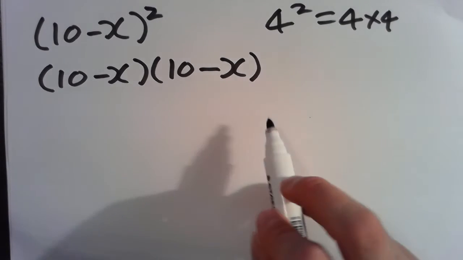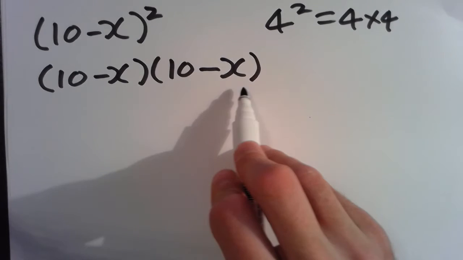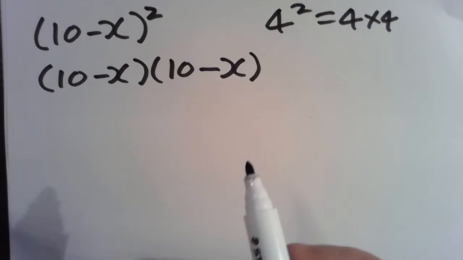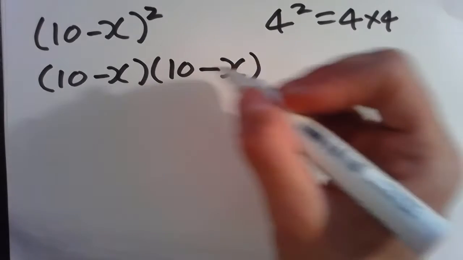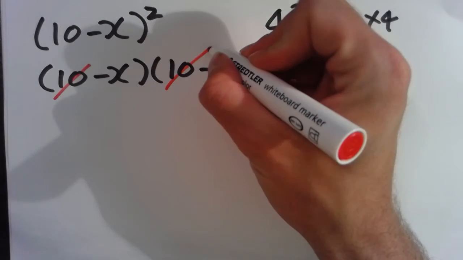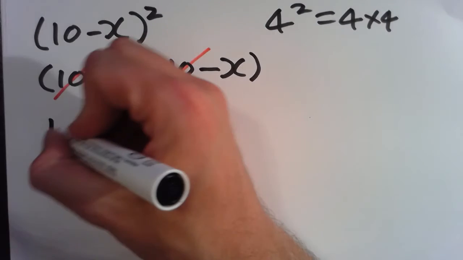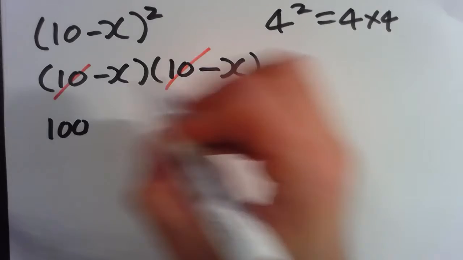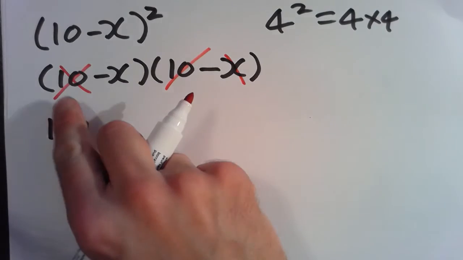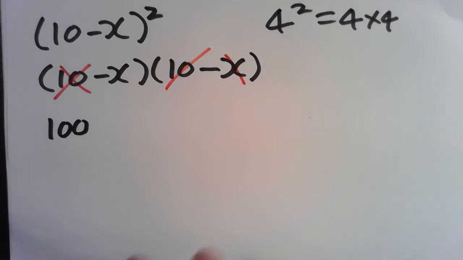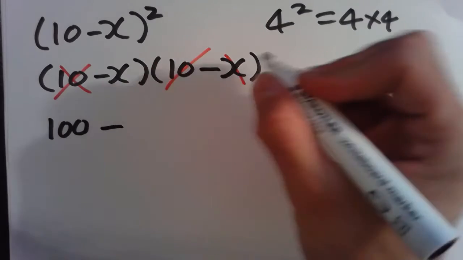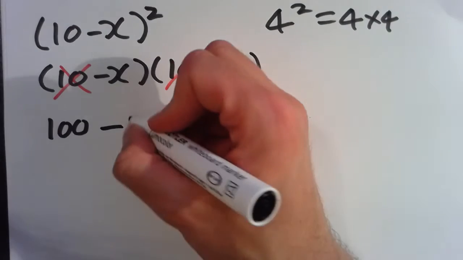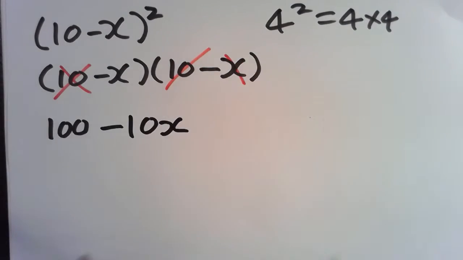Now, it doesn't matter that the x isn't coming at the start of these brackets. It doesn't make any difference at all. We can do exactly the same as what we have just done. So I'm going to start by doing 10 multiplied by 10, which is 100. Then I'm going to do 10 multiplied by minus x. Of course, we've got a positive 10 and negative x, so that is negative 10 multiplied by x is 10x.